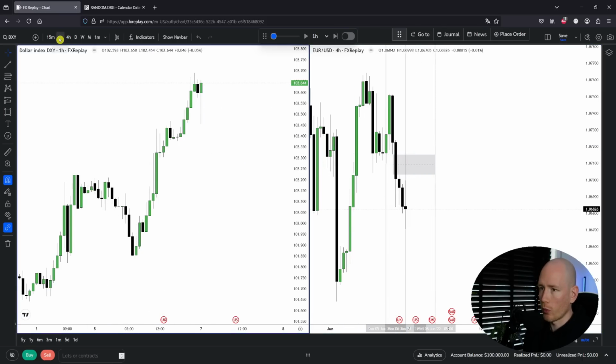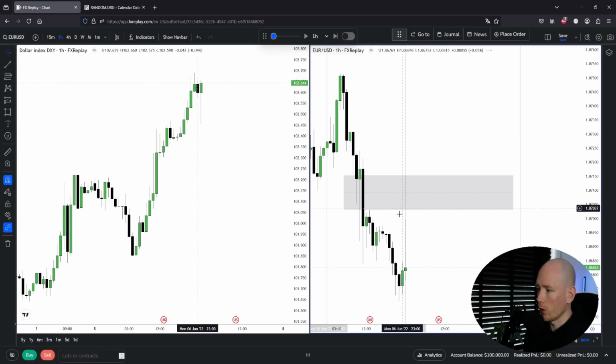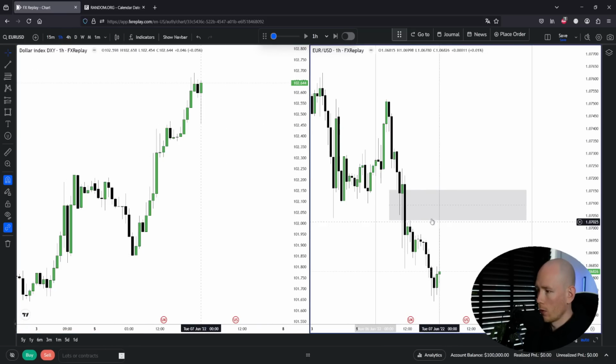So we have this gap over here, and then on the dollar index, it already hit that gap if I'm not mistaken. No, it did not. But this is a different gap, but there's no gap here. Oh, I'm on the 4-hour actually. Hold on. Yeah, I would definitely want this.